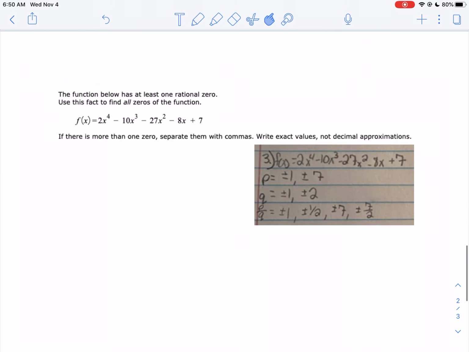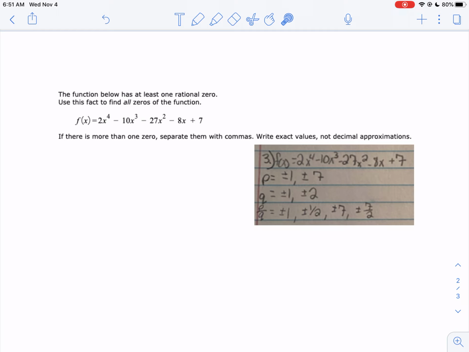Let's take a look at this one. This function below has at least one rational root. Use this fact to find all the zeros of the function. If there is more than one zero, separate them with a comma. Now, you use the rational root theorem to find the possible number of roots. And that's good. That's correct. But now you have to use synthetic division and try each one of these to find all the roots and see which one of them are actually roots and which ones are not.